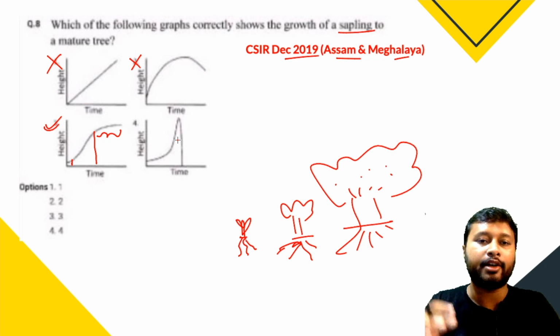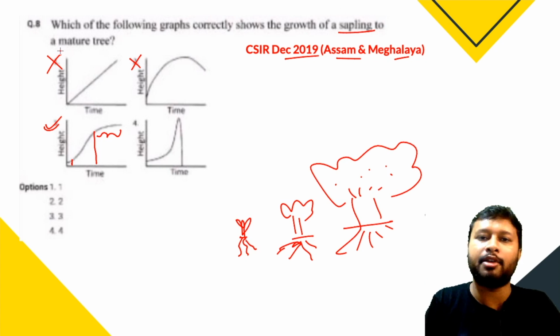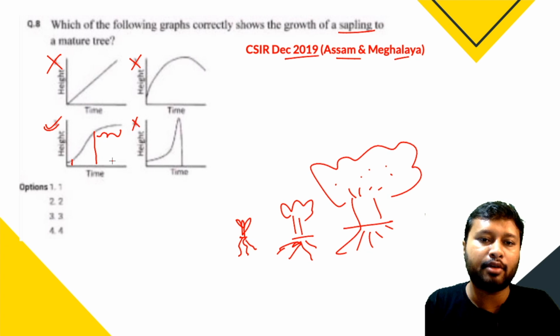You might argue that the plant dies or something, but we are not looking for the death of the plant. We only have to look from the sapling to the mature tree. Does it happen that when the mature tree is formed its height is 0? It does not happen, right? So option 4 is incorrect. The correct option is option number 3.